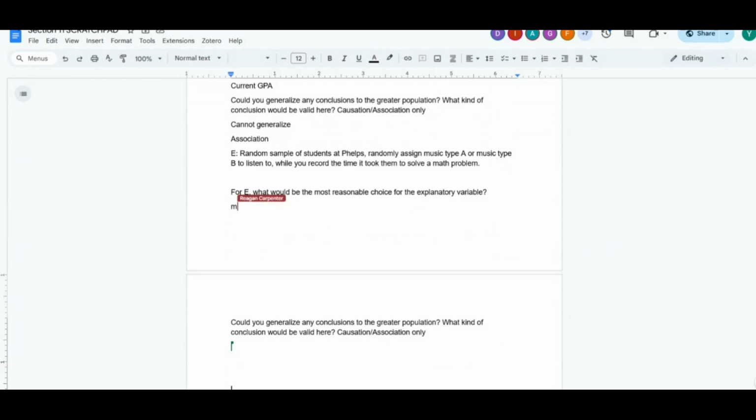Okay. So you have a random sample. What's the most reasonable choice? I would say music type. Yes. That's a natural grouping. You were assigned to hear randomly music A, and you were assigned to hear randomly music B, something like that. Good. Can you generalize in this case? And I hope the answer is easy.